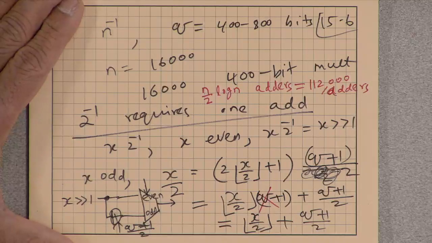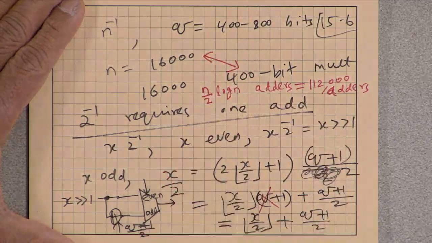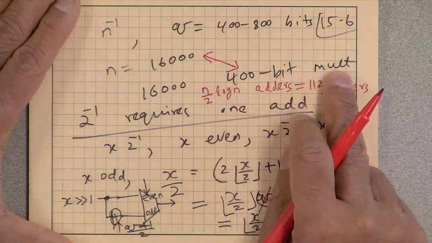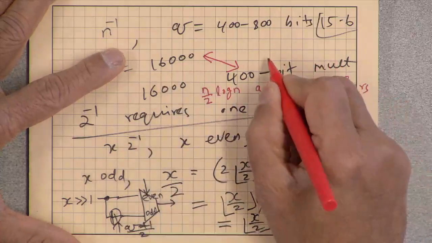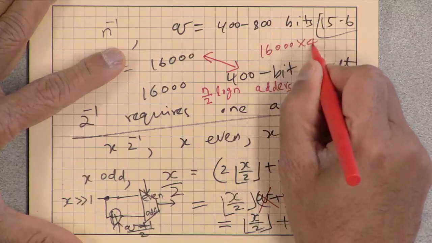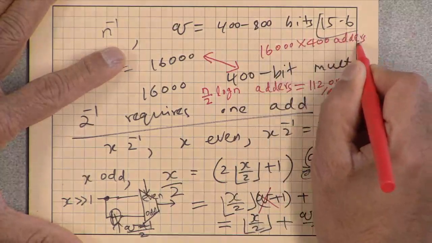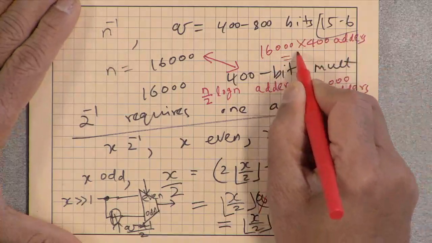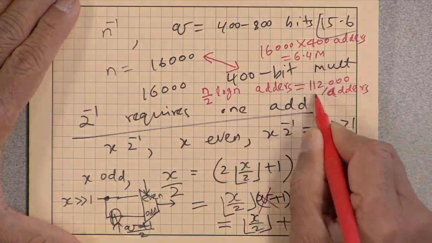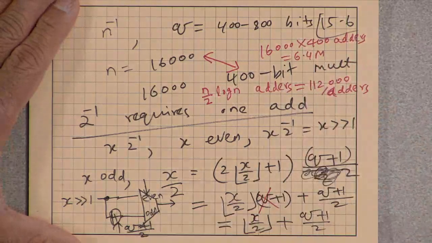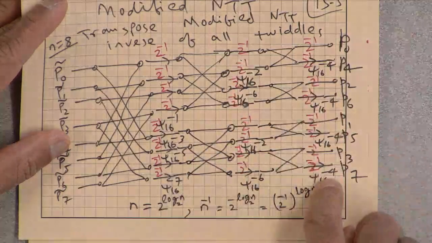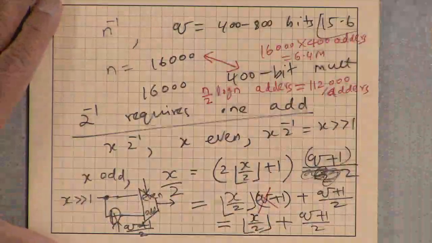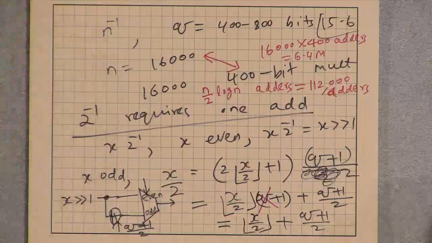Now if you think about the equivalent number of adders for the 400 bit multipliers as 400 bit adders, 16,000 times 400, that would be 6.4 million adders. And now that's reduced to 112,000. So that's the advantage of multiplying by 2 to the power minus 1 at the output of each and every stage. That's the savings that we get instead of multiplying an inverse at the very end. But anyway, that's the argument.